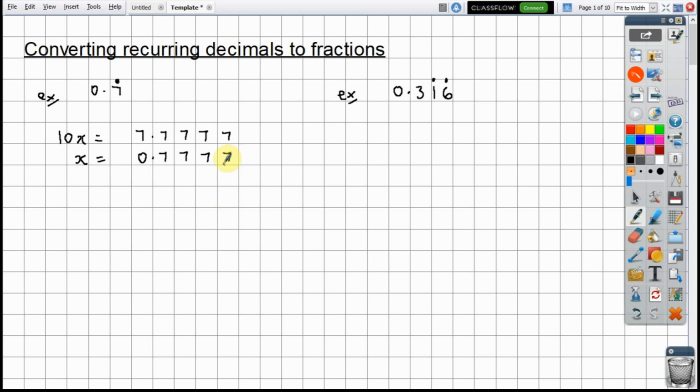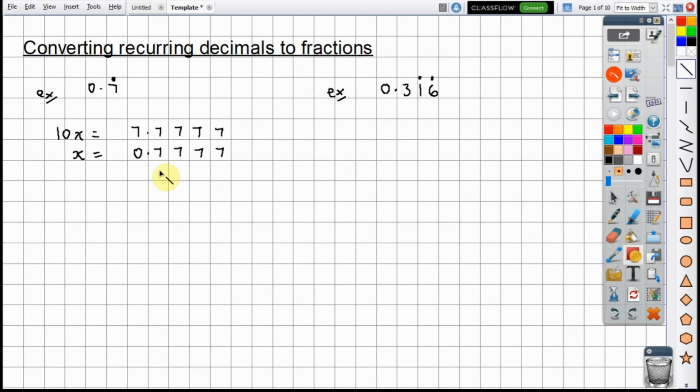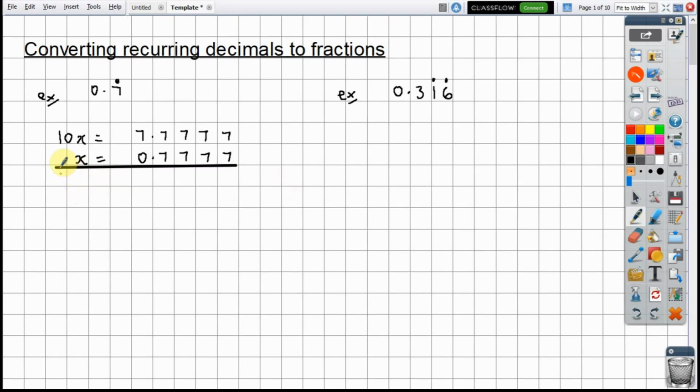Now the big advantage of doing this is that we can now play a little trick. We can subtract the x from the 10x. And when we do that, we get a very simple 9x equals, all of these cancel themselves out and we're just left with exactly 7. The recurring decimal has now disappeared. So we've discovered that 9 lots of x equals exactly 7.